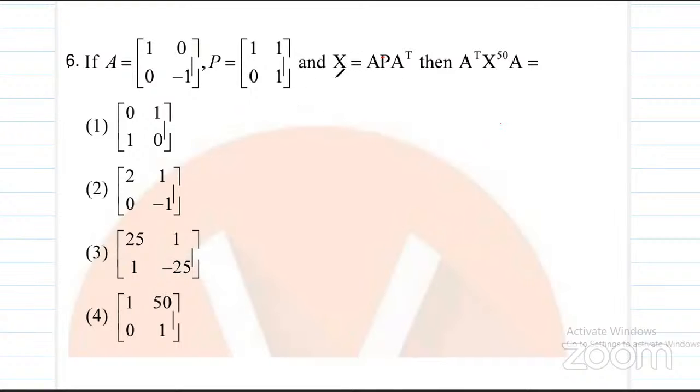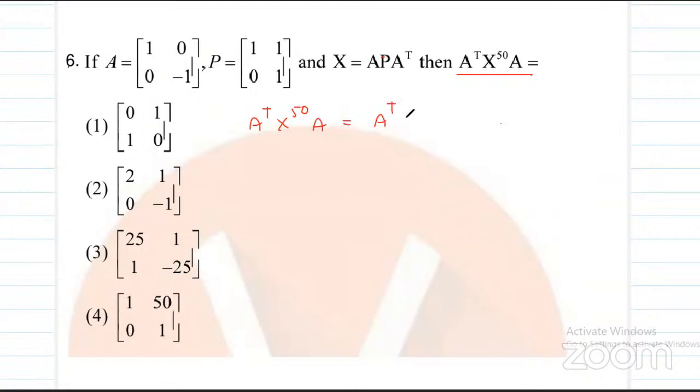Okay, let's look into it. So we have X and we have this term, right? We do not know what X is first of all. Finding X and then finding X to the power 50 becomes a difficult task. So we just have to find some relation between A, P and A transpose. If we can find that, then that would be great. So we want A to the power T, X to the power 50, times A. So what are the things we can do here?